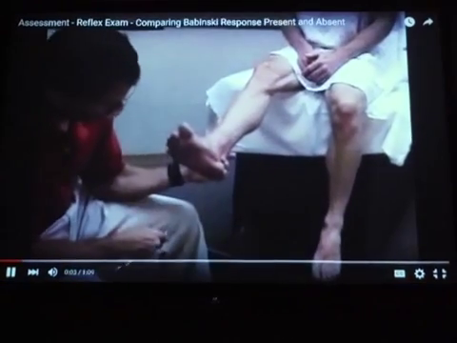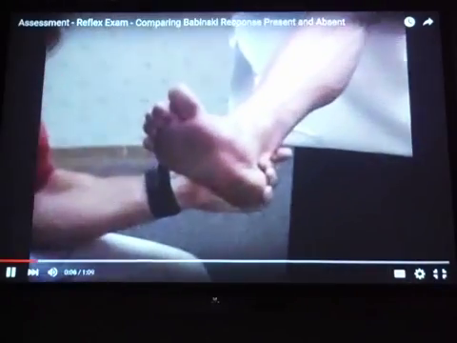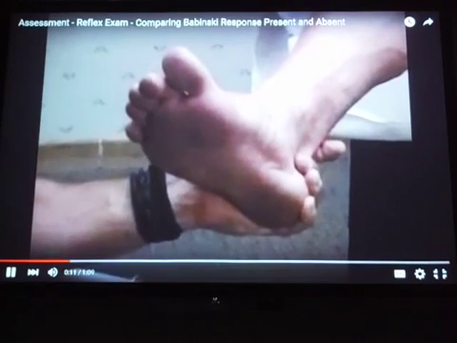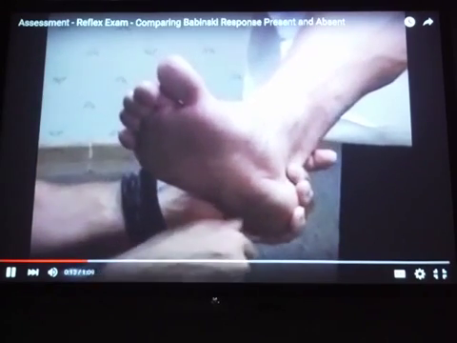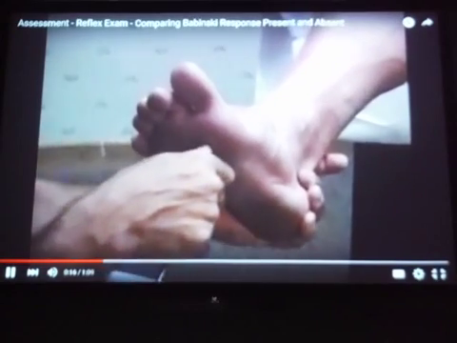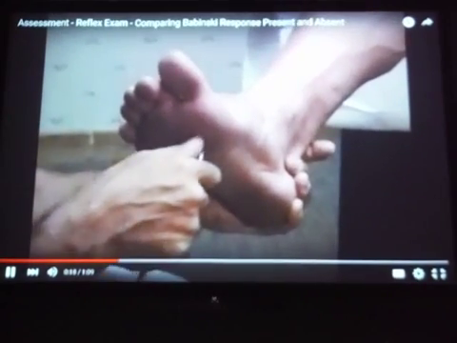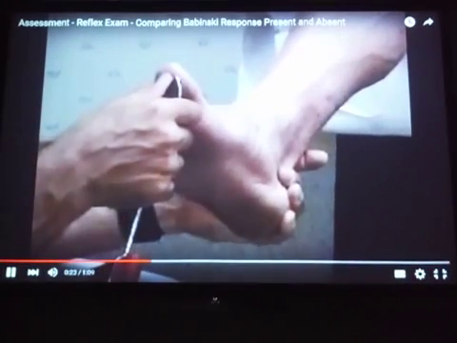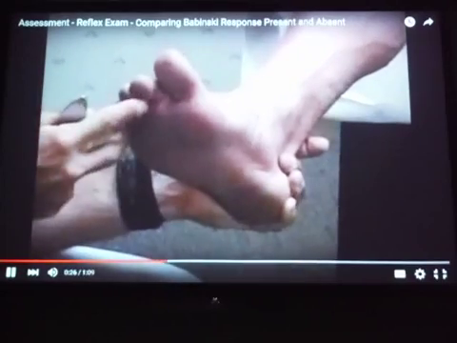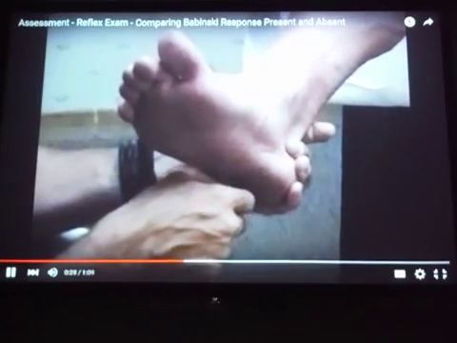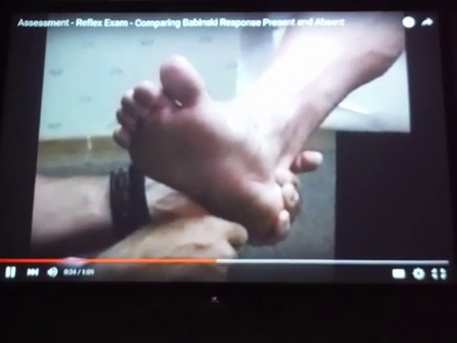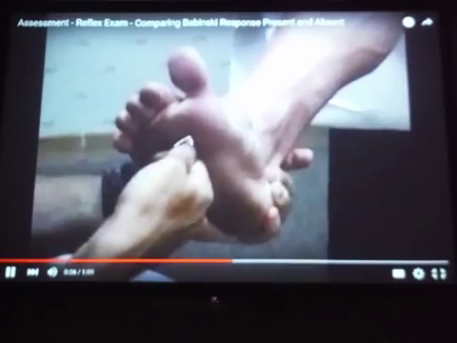Saying that upper motor neuron dysfunction, as is the case with this patient, the patient suffered a stroke affecting the left side of the brain. The stimulus is applied to the lateral aspect of the foot and then across the balls of the toes. The Babinski response, if present, the great toe will flex and the small toes will fan out. Exactly what happened here. One more time. And we say the Babinski's response is present.